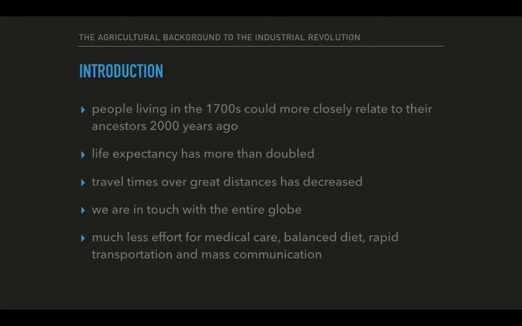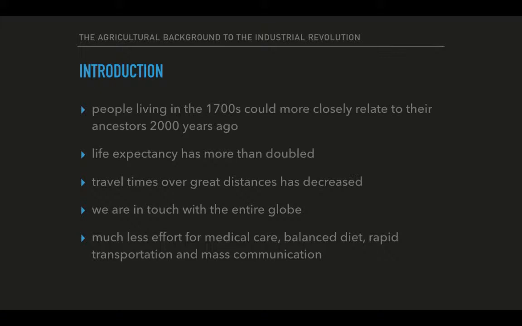Now, to begin, let's talk a little bit about what life was like prior to the Industrial Revolution. Now, no other event in history has had nearly the impact of the Industrial Revolution. Most likely, people living in the 1700s could more easily relate to the lifestyle of ancestors 2,000 years earlier than to our lifestyle a mere 200 years later.